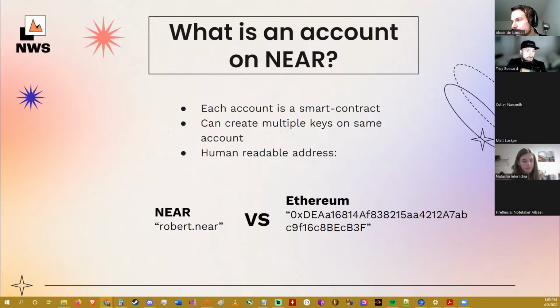Now we're going to talk a little bit about what is an account on Near. It's a little bit different than other blockchains. Each account on Near is a smart contract itself. And rather than having one private key per account, like would be the case on Ethereum, on Near, you can create multiple keys on the same account. And Near utilizes a human readable addressing system, as you can see in the example below: you have Robert.Near versus an alphanumeric string as the account ID on Ethereum.